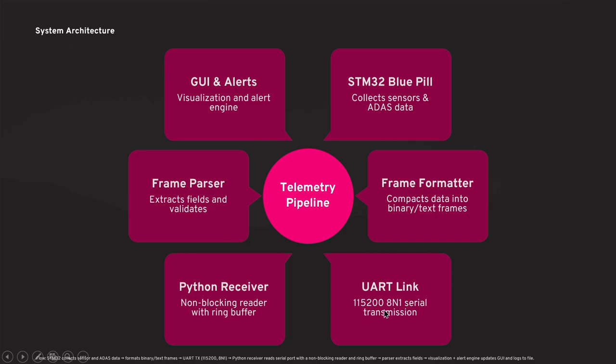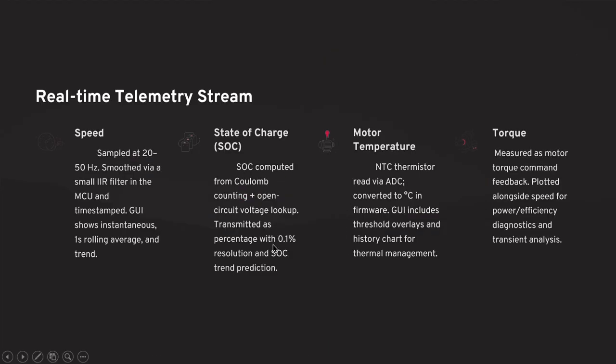The UART transmission link we used is 115200 baud. The Python receiver is non-blocking with a ring buffer. And the STM32 firmware collects the sensor and ADAS data in real time. The real-time telemetry is the same.